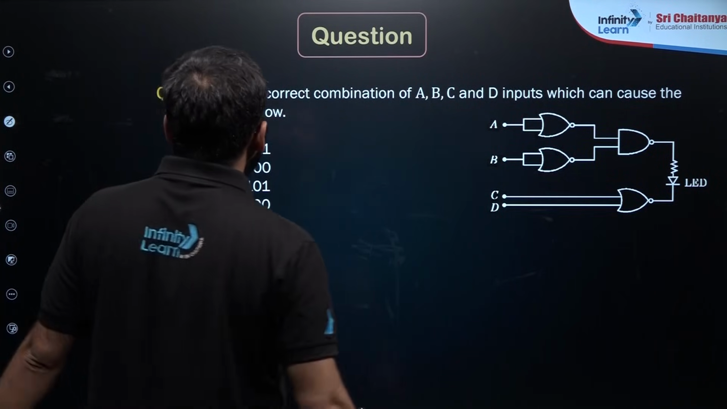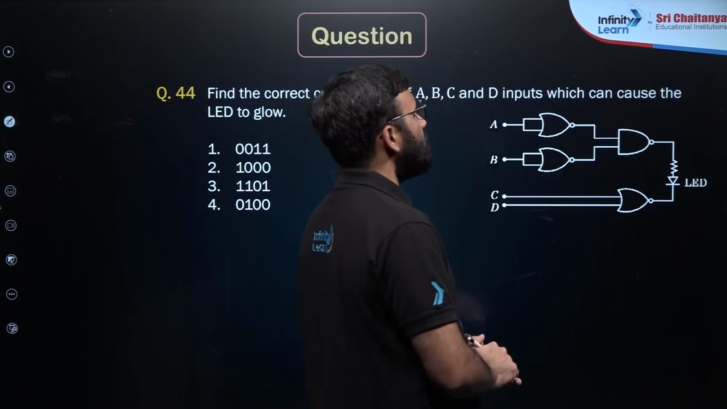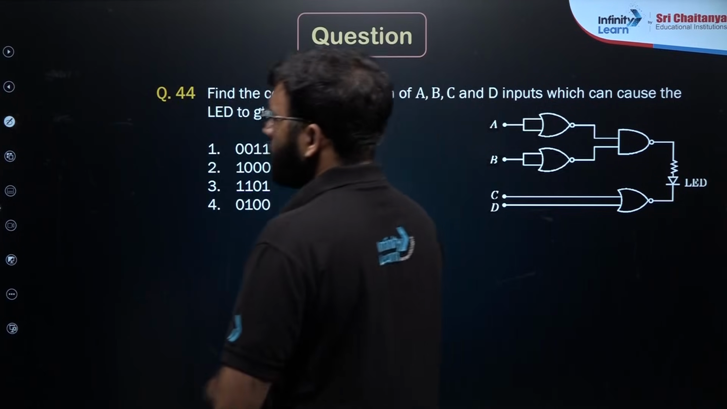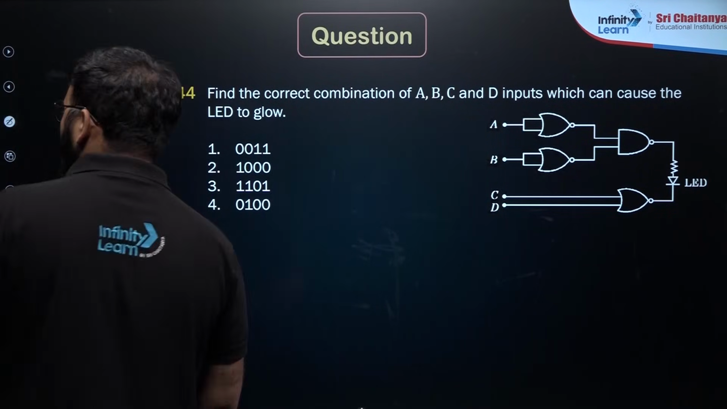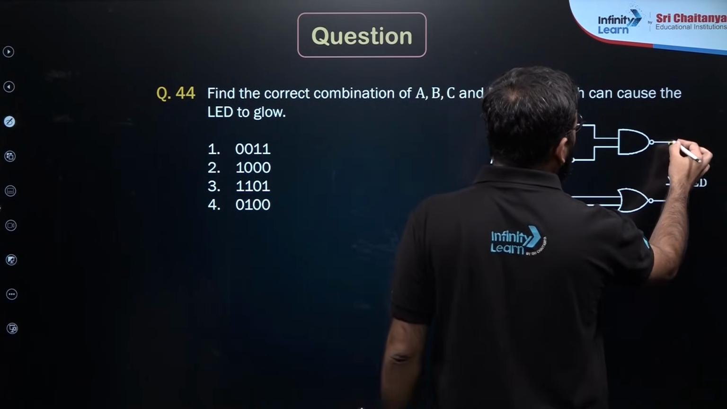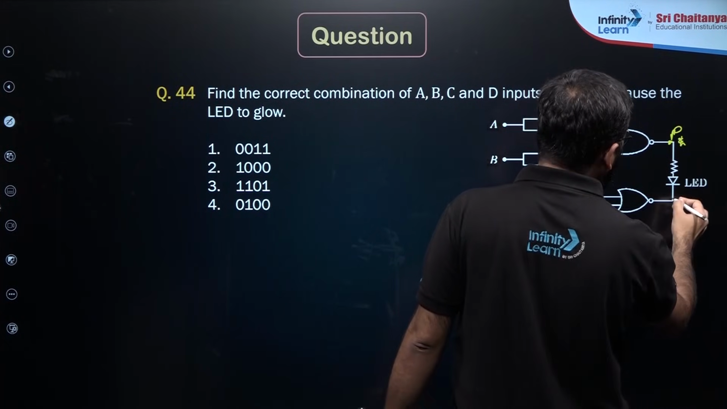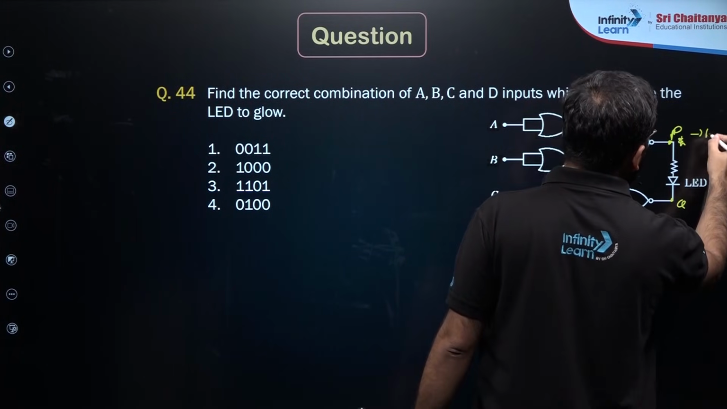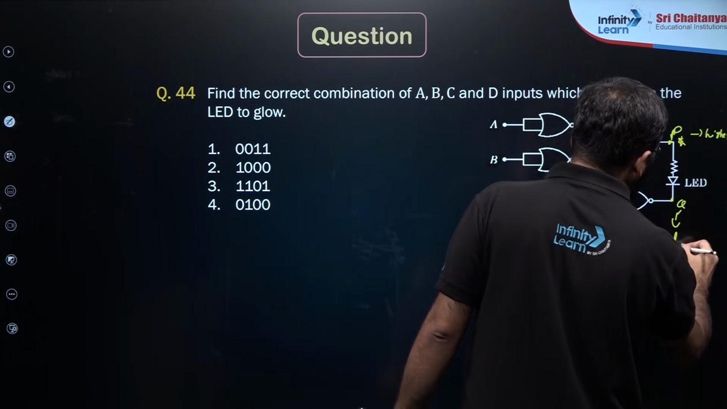Next one: find the correct combination of A, B, C, D inputs which can cause the LED to glow. So in which condition, beta, does my LED glow? When my diode is in forward bias. Forward bias means this point P is at higher potential, and Q will be at low potential.